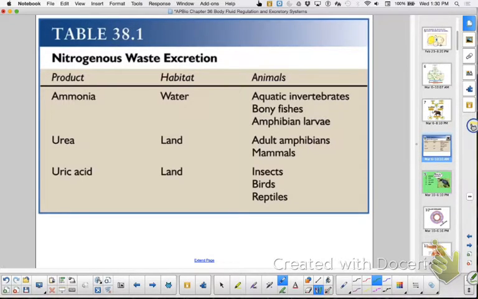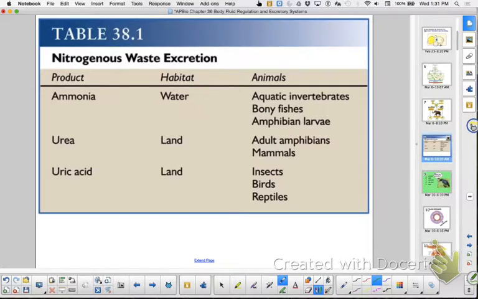B, urea excretion. Less toxic, so it conserves water, but it requires more energy to produce than ammonia. Examples of urea excretion are adult amphibians, sharks, and mammals. Now adult amphibians, because juveniles are in the water and have that available to them, so they can go the ammonia route. Okay, uric acid is least toxic. It requires the least amount of water, but it costs the most energy to produce. And insects, birds, and reptiles respond in this way.